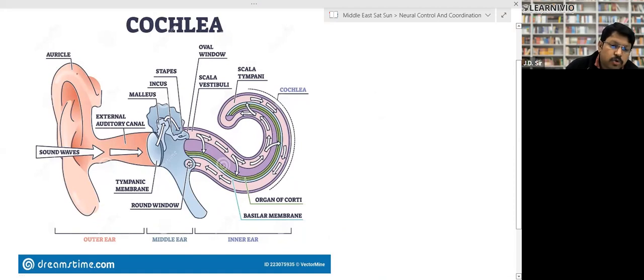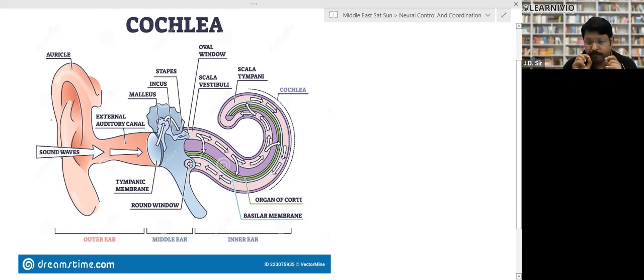Right. So this part is called the auricle. This complete part is also called the helix. Sound wave enters over here, and when the sound wave enters, this is the external auditory canal, which we call the auditory meatus, right? So in this canal, the sound wave enters. When it enters, it collides with the tympanic membrane, which is a curtain-like structure. While colliding with the tympanic membrane, this is transferred to the bone malleus. Malleus transfers to incus, incus transfers to stapes.